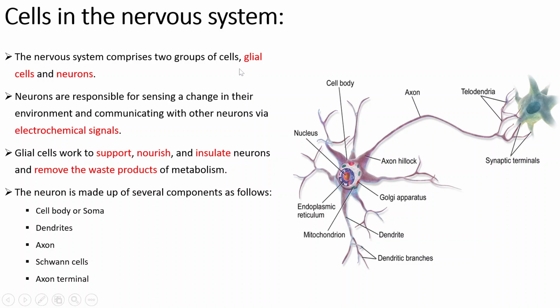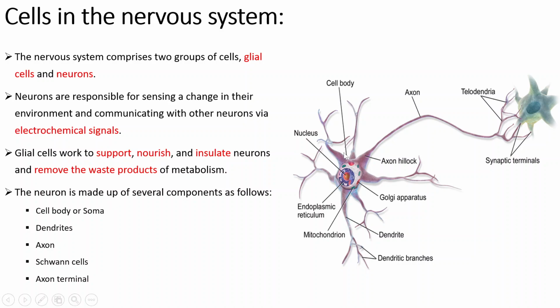The non-neuronal cells are the glial cells, and then we have the neurons. The neurons are responsible for sensing a change in the environment and communicating with other neurons via electrochemical signals, while the glial cells are present to support, nourish, and insulate the neurons and remove the waste products of metabolism. So this is how a typical neuron looks. It's made of several components. You have already seen the structure of a neuron in some of your early classes.